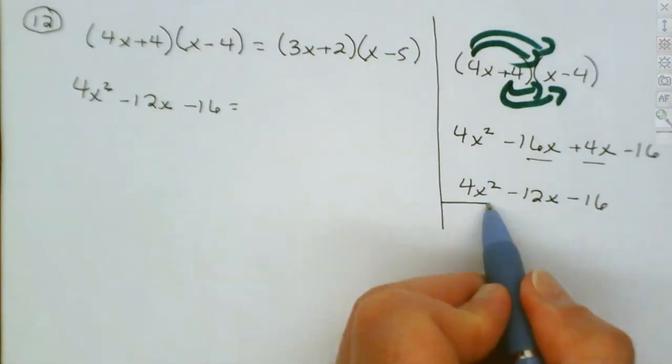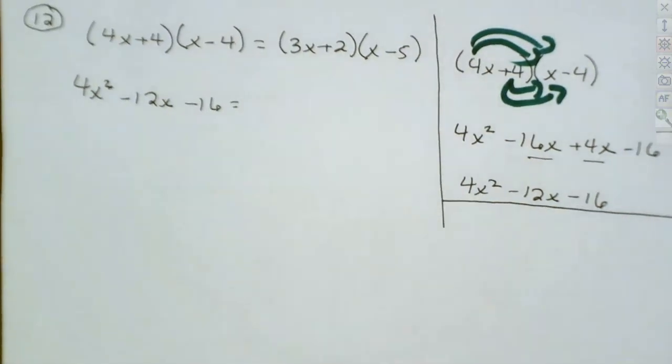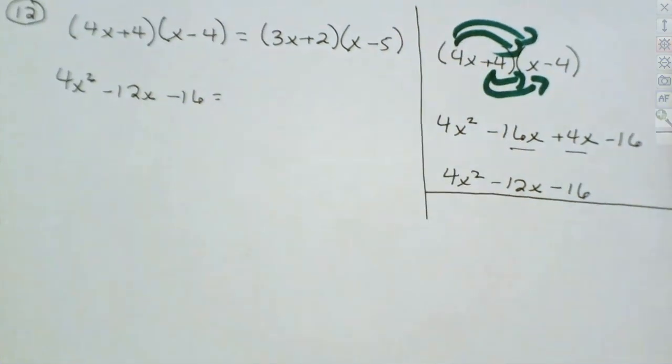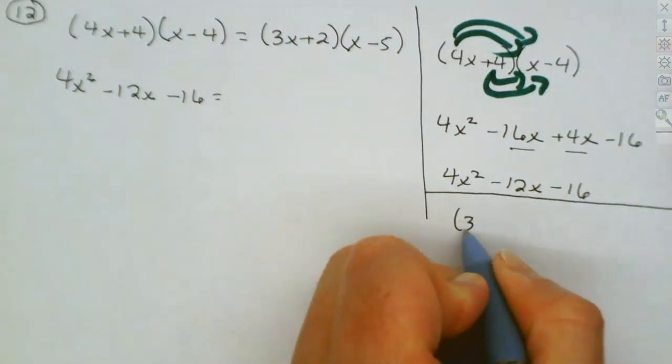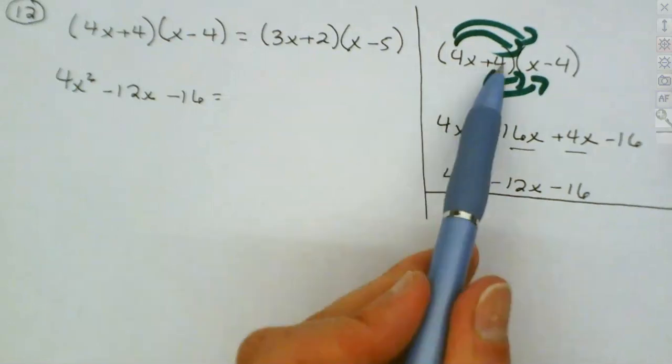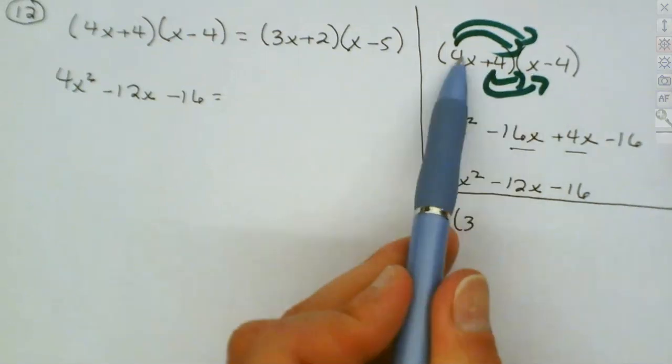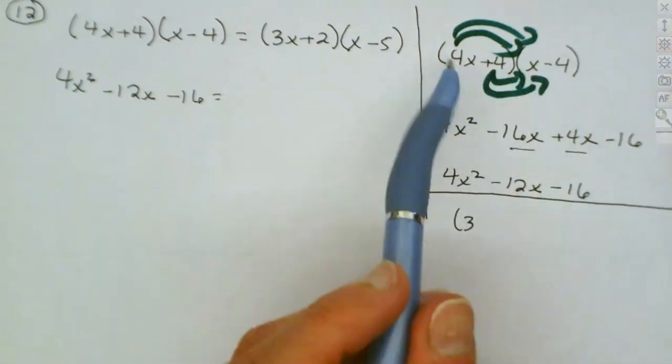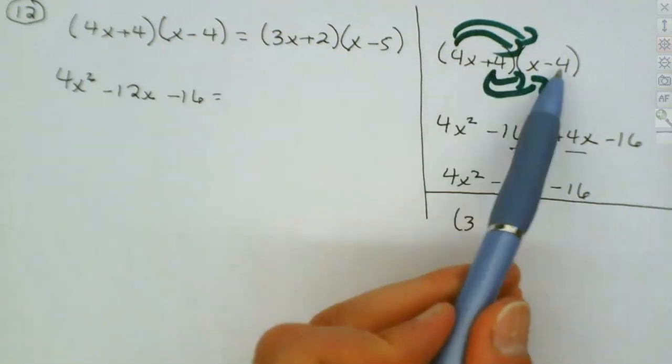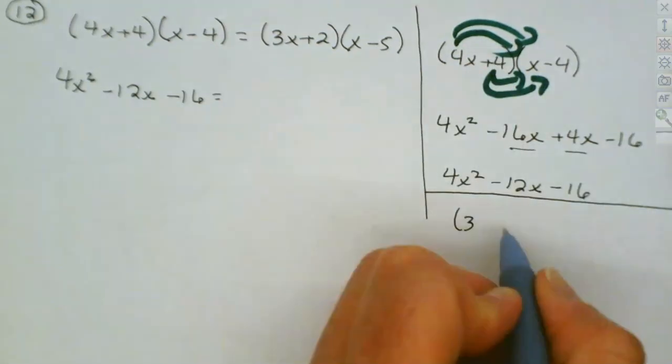We then repeat the process on the right-hand side. So we're going to have to FOIL again. And make sure I didn't make a mistake here. Let's just double check quickly. Everything looks right. Okay. Always double check yourself. It's very easy to make a mistake.